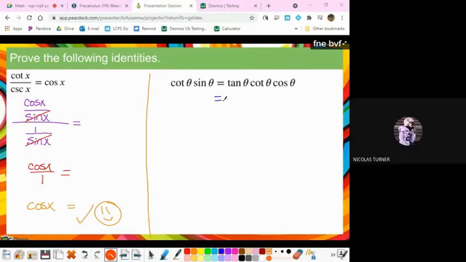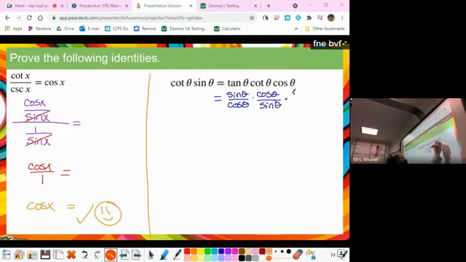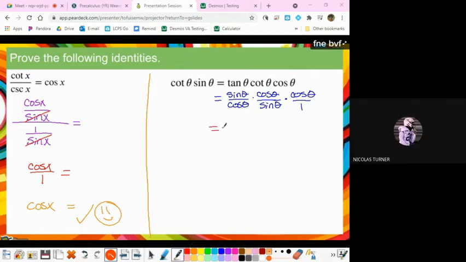it's going to be sine theta over cosine theta, and the cotangent would be cosine theta over sine theta, and the cosine theta would just be cosine theta over 1. He's so fast, I can hardly keep up with him. Good job, sir. Okay. And what do you have done? You can get rid of the first 2 terms. They both cancel out. Okay. Leave left with cosine theta.